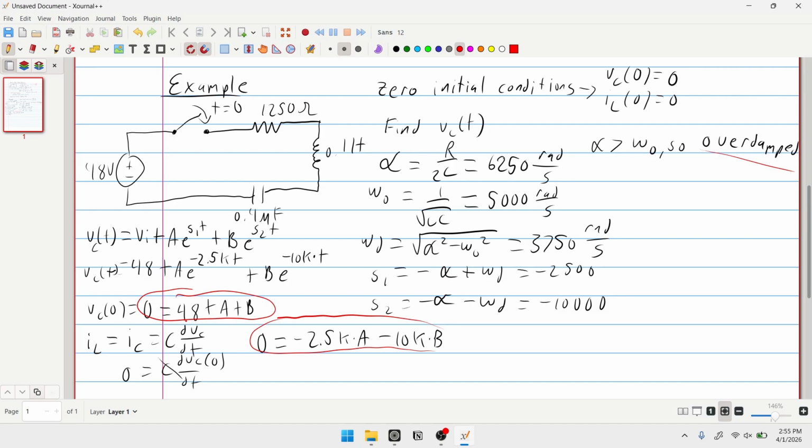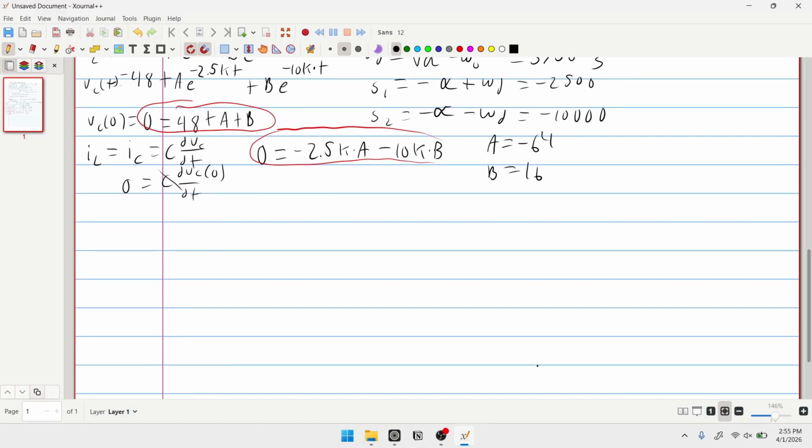If we plug this into our calculator, we should find that A equals negative 64 and B equals 16. Then plugging them into our solution, we get that the capacitor voltage is equal to 48 minus 64 e to the negative 2.5k t plus 16 e to the negative 10k t. And that's our answer.